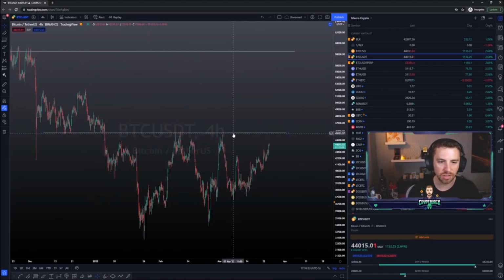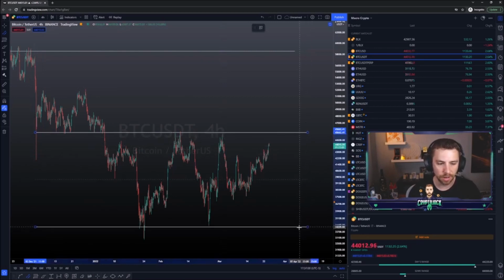The same thing applies on this line that we drew. So I'm going to delete it, but I'm going to draw it right back using our channel tool and then extend it down. So this is how a lot of people might view the market.